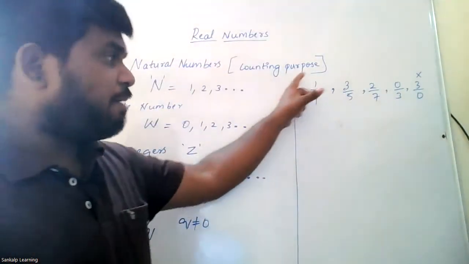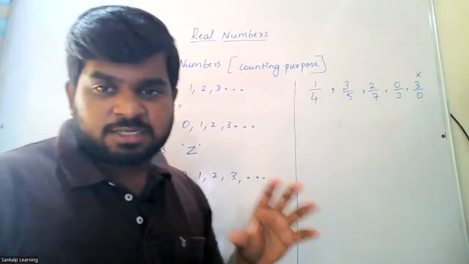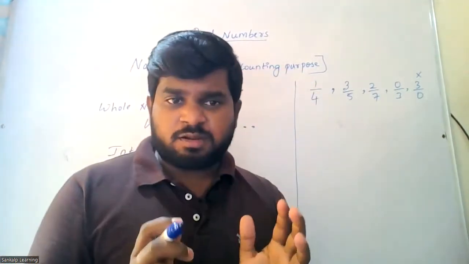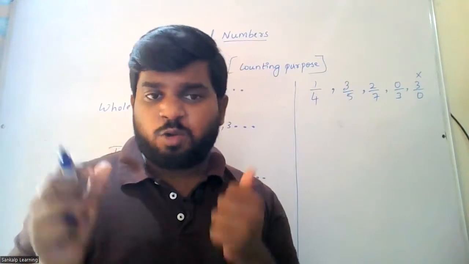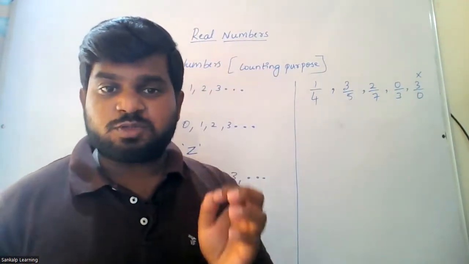Okay. Now, 1 by 4, this is the fraction, right? Basically, fraction is used to represent a part of something. There is something big, one full apple. You write it as 1. But if I take a small piece out of it, how do I represent it mathematically? You represent it using fractions.